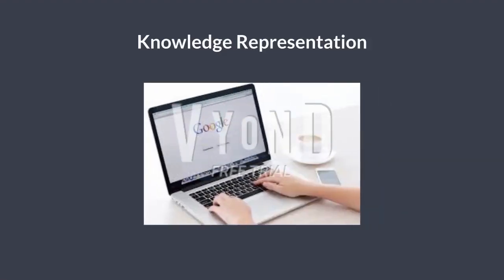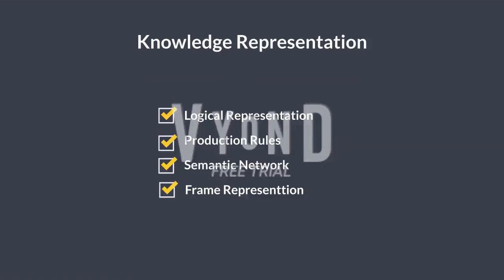Knowledge representation is a sub-area of AI concerned with understanding, designing, and implementing ways of representing information in computers so that programs can use this information for different purposes. There are four types of knowledge representation: logical representation, production rules, semantic network, frame representation. In detailed courses, we will get into details of how knowledge is represented in these forms.